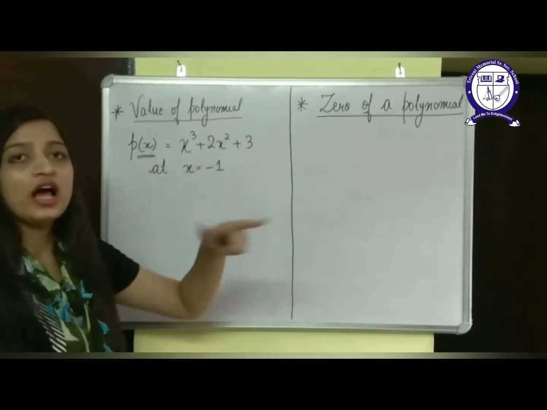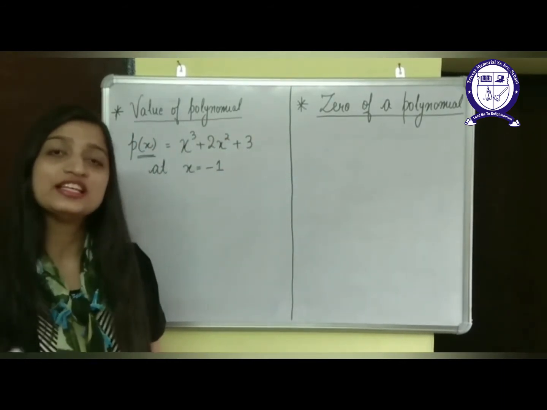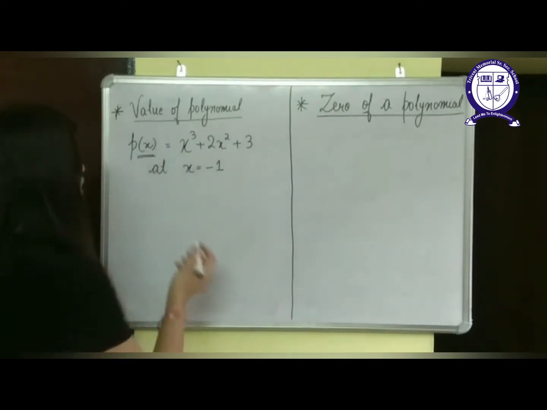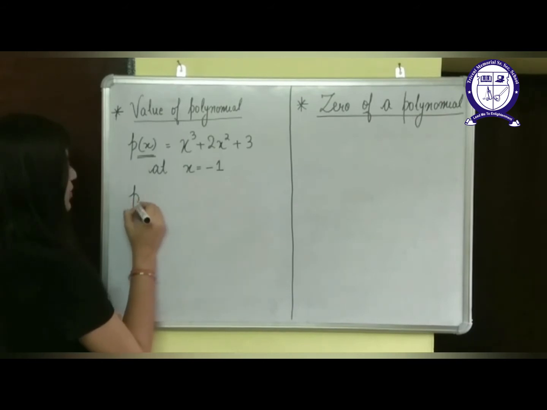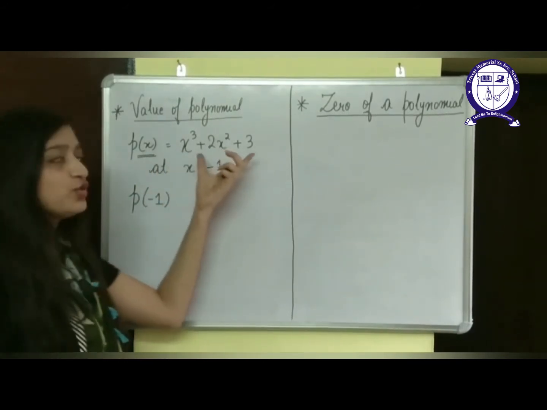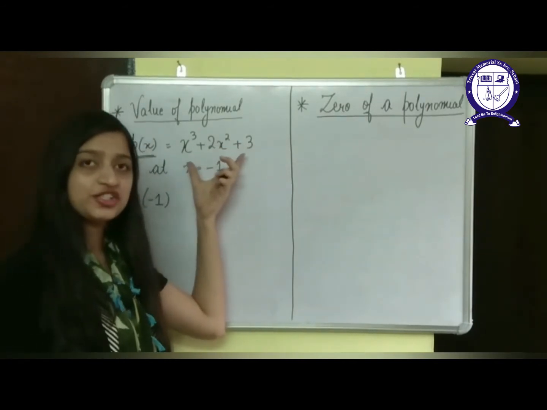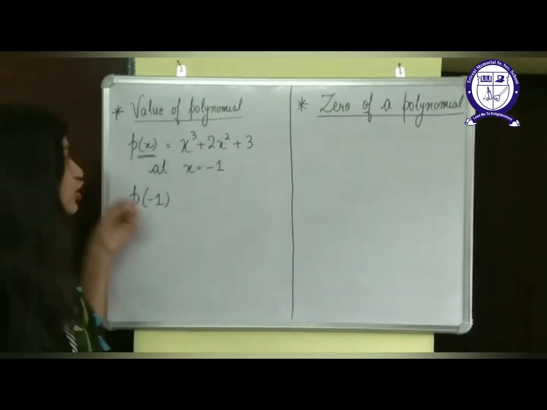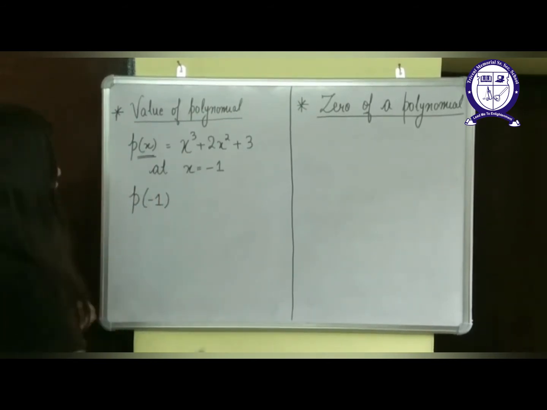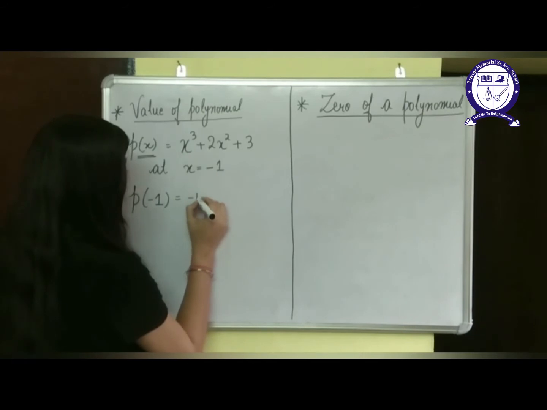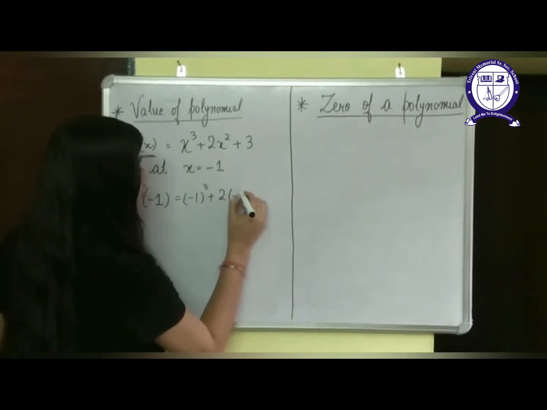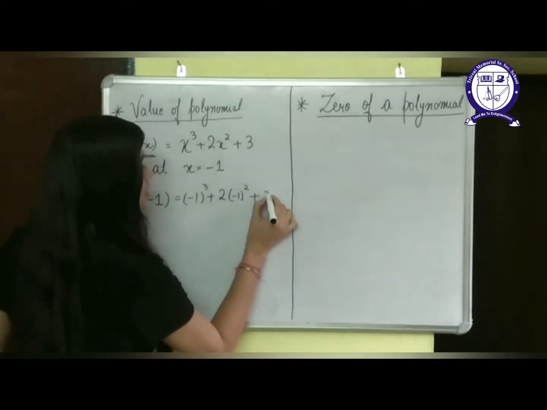Value of a polynomial. How to find the value of a polynomial is just putting the value given to you in this polynomial. So my answer will be p(minus 1). That is, whenever you see an x in the question, put minus 1 there. So I will write minus 1 in this p(x) also. p(minus 1) will be minus 1 cube plus 2 into minus 1 square plus 3.